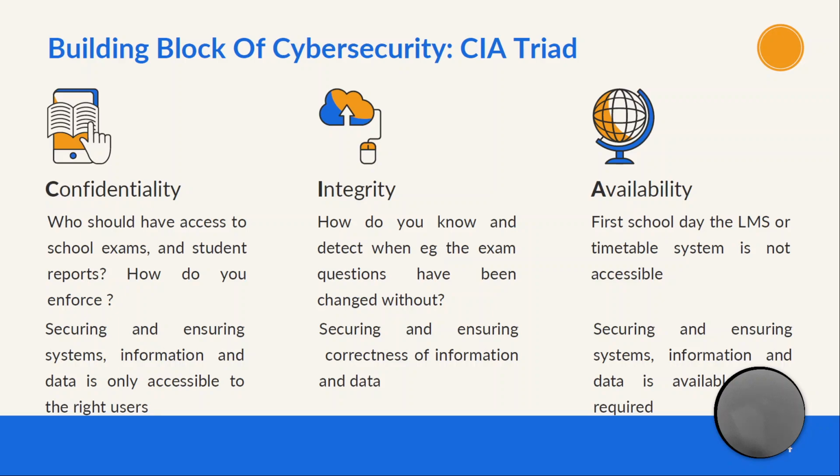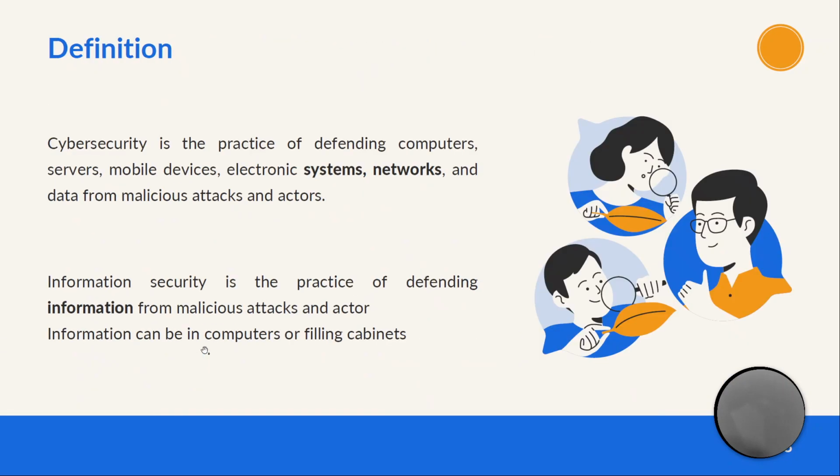Then lastly, we have availability. Availability, very straightforward, is ensuring that the service is available when you need it. So if you go on Google Meet, it should be available when you need it. If you are going to Slack, Slack should be available when you need it. All of those are the building blocks of information security and cyber security: defending computers, all of that, from malicious attacks and actors.